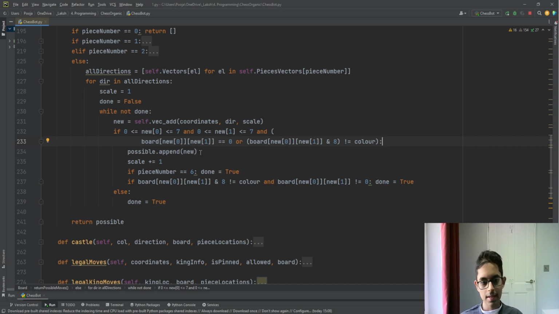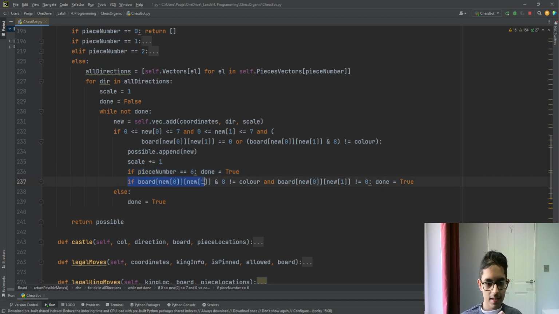And then we append this new vector into the possible array, and we increment the scale, and then we just repeat this again and again. And now we have this particular line. If the piece number is 6, i.e. if it's a king, then we set done to equal true the first time we iterate, since the king can only move one vector in each of the directions.